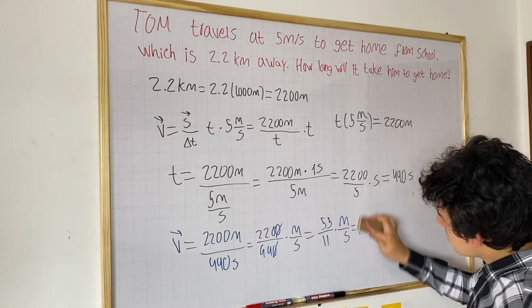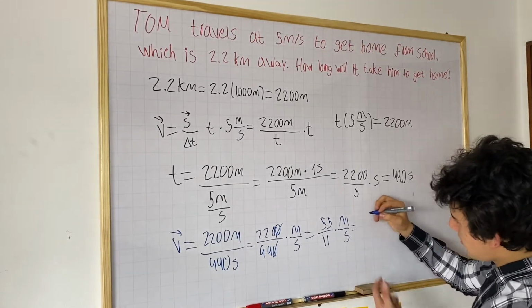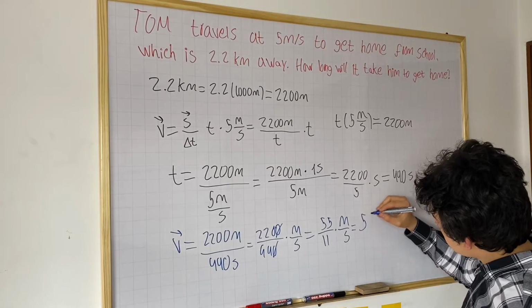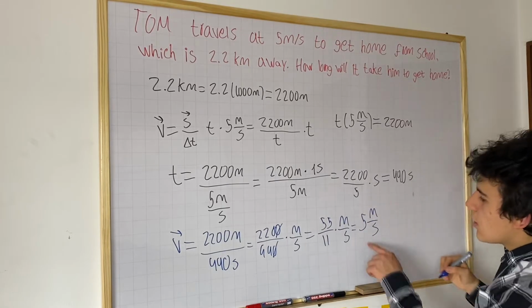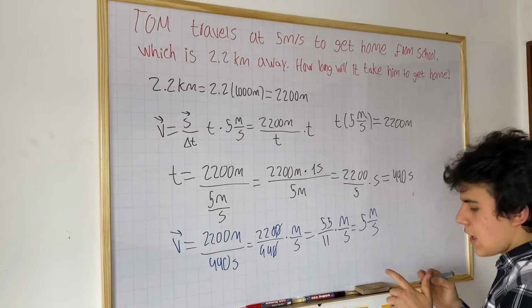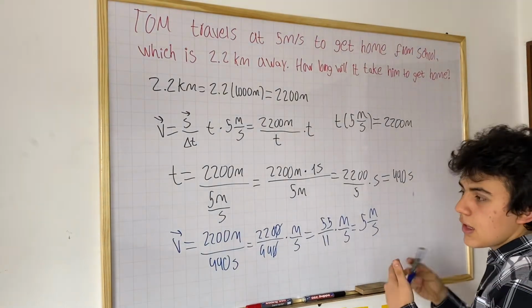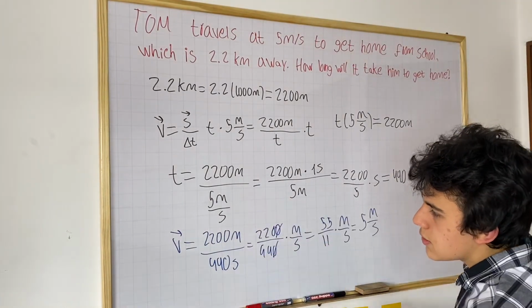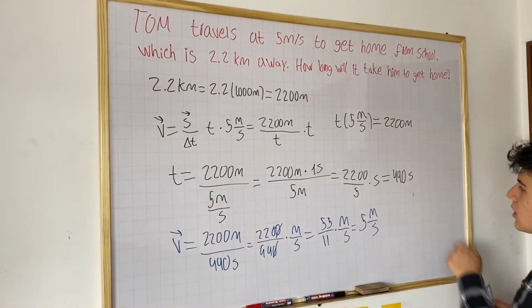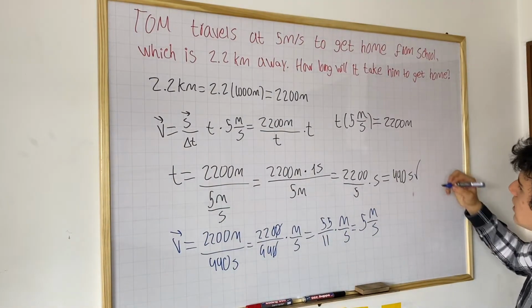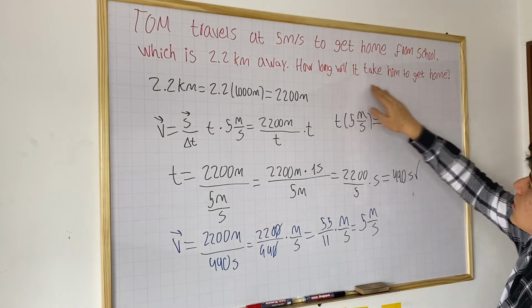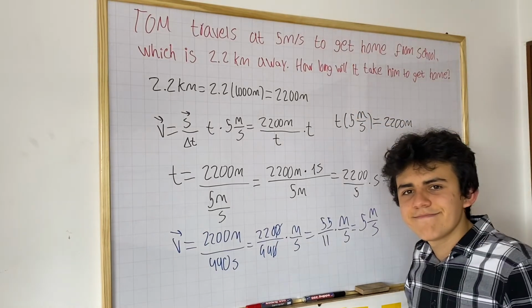Let me write it a bit cleaner. 5 meters per second. So indeed, 5 meters per second is a velocity that corresponds to these two values, which means that 440 seconds is indeed the answer that we're looking for in that problem.